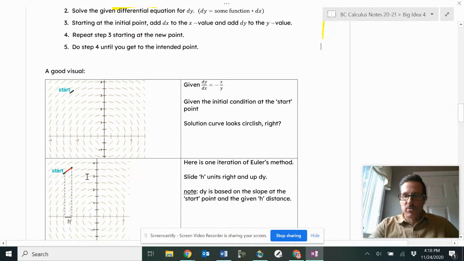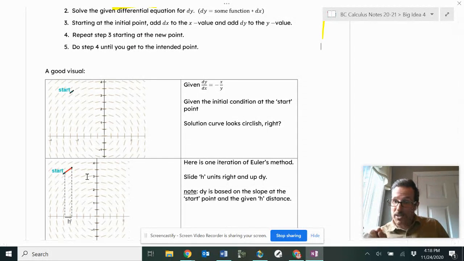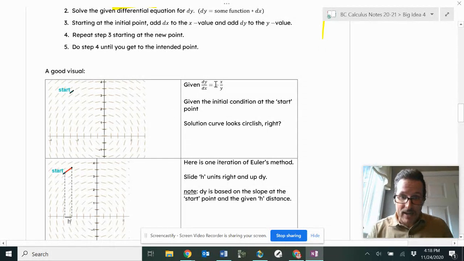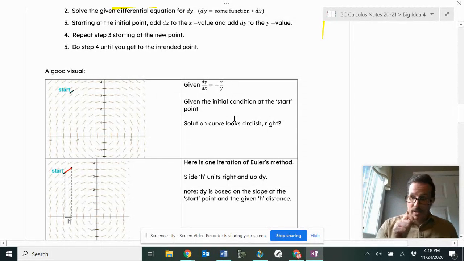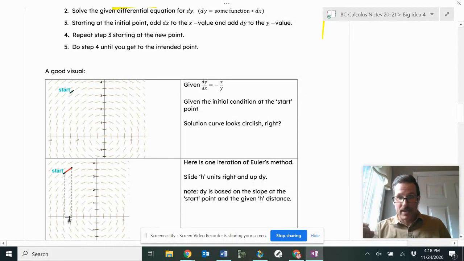So if we just do this one time, we're going to move over an h, and we're going to move up a distance based on the slope. You see that little red segment right there has a slope that is found by calculating negative x divided by y. And to calculate how far you go up, you just take that slope and multiply by the h, right? dy is just the slope, negative x over y, multiplied by dx.